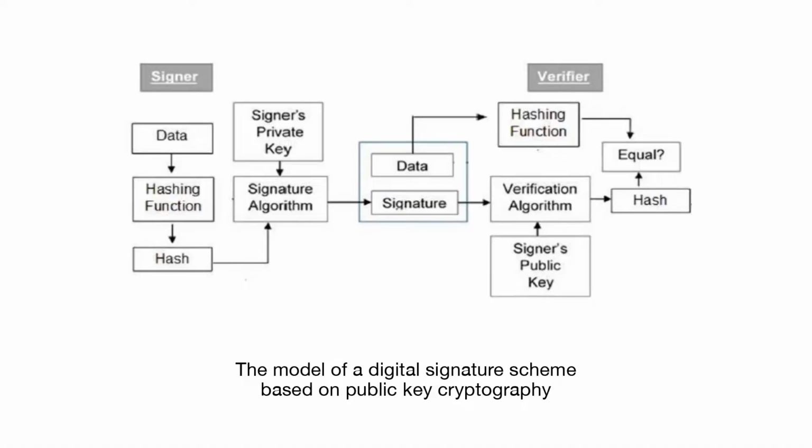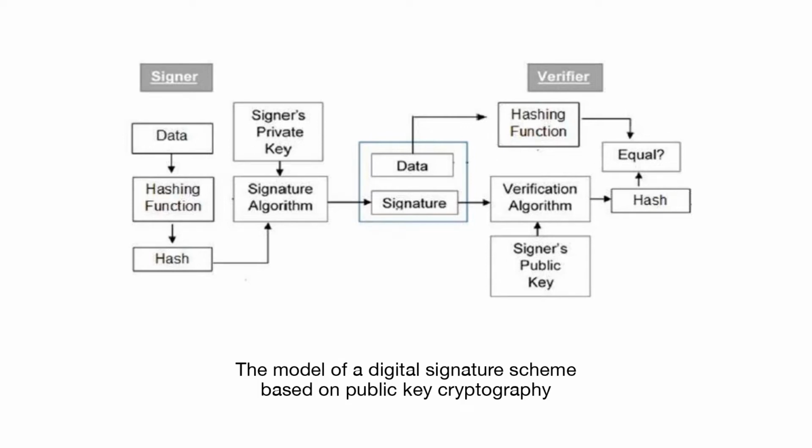If confidentiality is required, then the entire message can be encrypted with a one-time secret key, which is also transmitted, encrypted with B's public key. The model of a digital signature scheme based on public key cryptography is depicted in the following illustration.